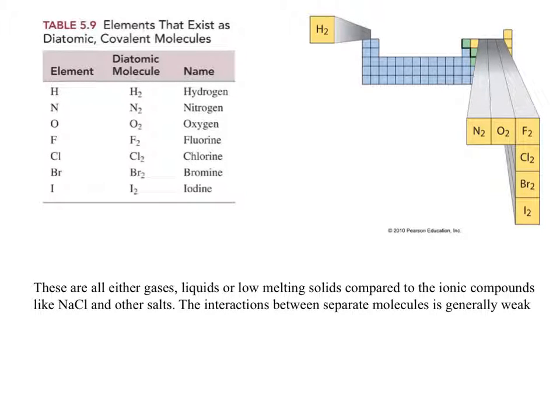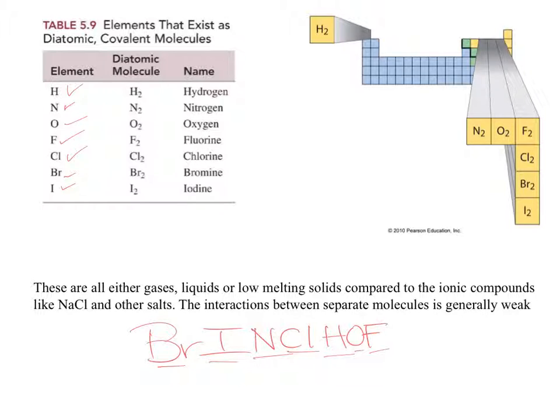I talked about diatomics before, but just as a reminder, and you may go, you did talk about diatomics? When did you talk about diatomics? I talked about them in our ionic section, but let me refresh your memory. I gave this funky word, Brinkelhoff, and the word Brinkelhoff has the symbols for the 7 elements that are diatomic in nature. So bromine, iodine, nitrogen, chlorine, hydrogen, oxygen, and fluorine. These 7 elements, when found in nature, are diatomic.